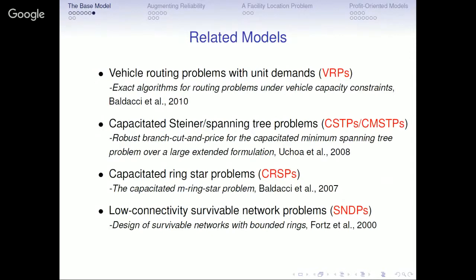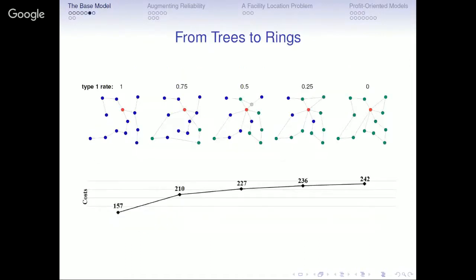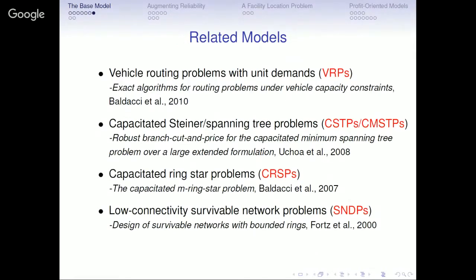And we also have capacitated ring star problems, which are not that old. And these ring star problems are very much related because they don't allow the extension of a ring by a whole tree structure, but just a single assignment, which looks like stars then. And there is low connectivity survivability network problems. And these problems are maybe a little bit related to what you just said. You don't give a structure, but you just want a certain reliability. So you say that you want 2 paths from each type 2 customer going to the depot and 1 path, at least, from each type 1 customer to the depot.